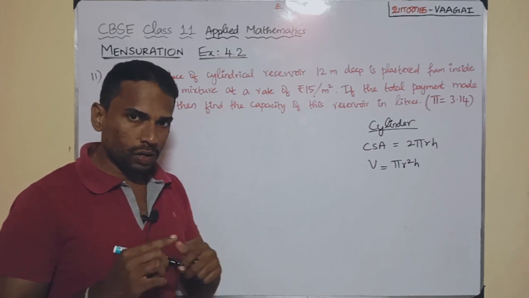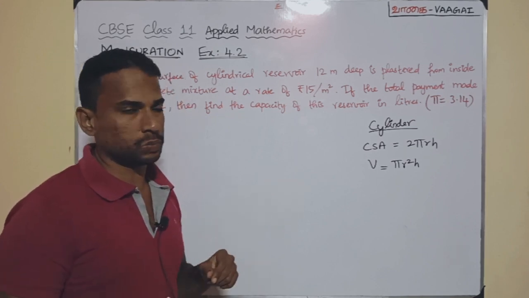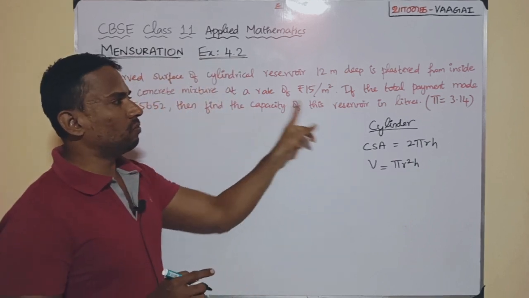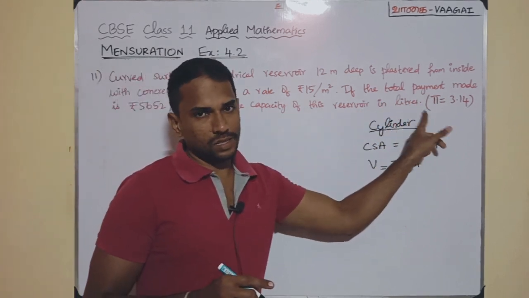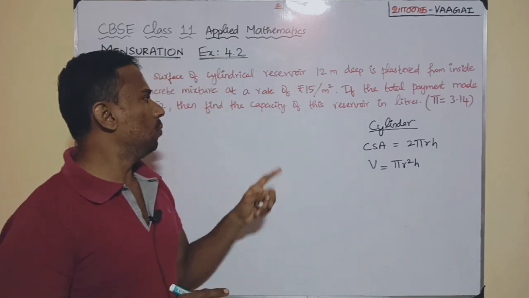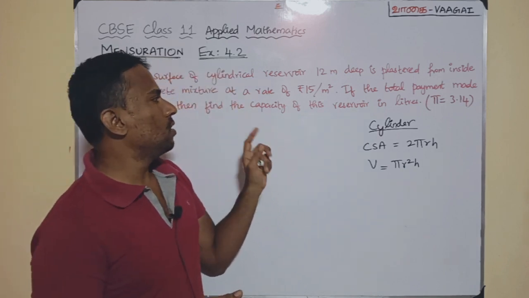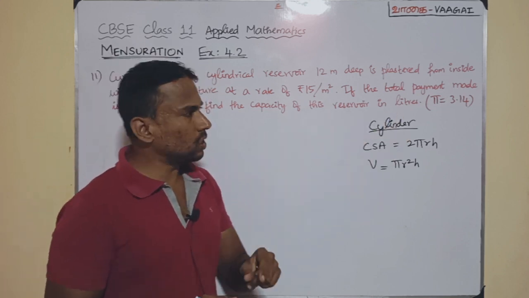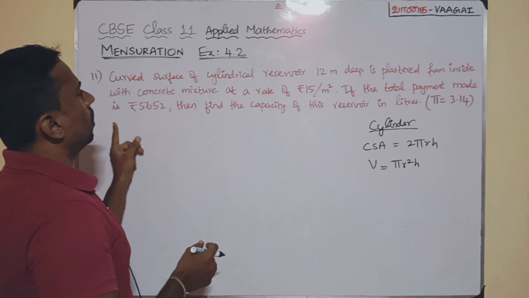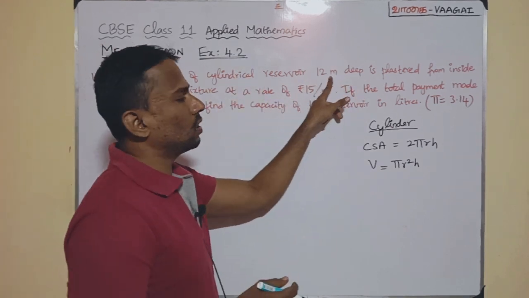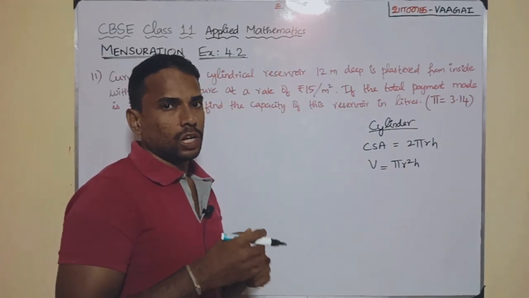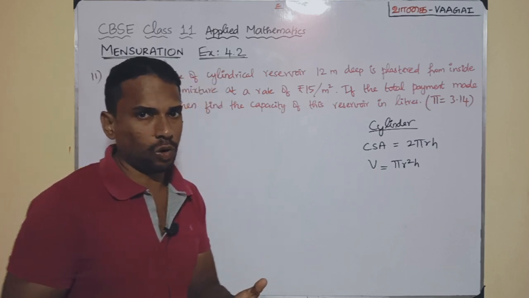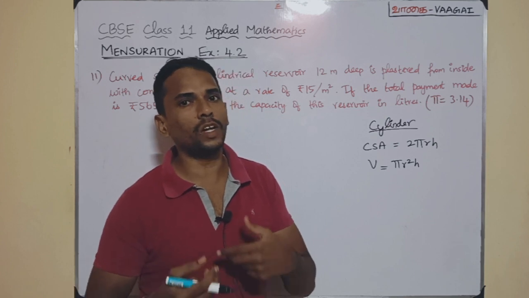And one more important thing we should know in order to solve this problem. Look at the last line of this question: find the capacity of the reservoir in liters. We need to find the volume. Capacity is volume, right? So we need to find the volume in terms of liters. All the units mentioned here are in meters only, so when we calculate the volume, we will get meter cube.